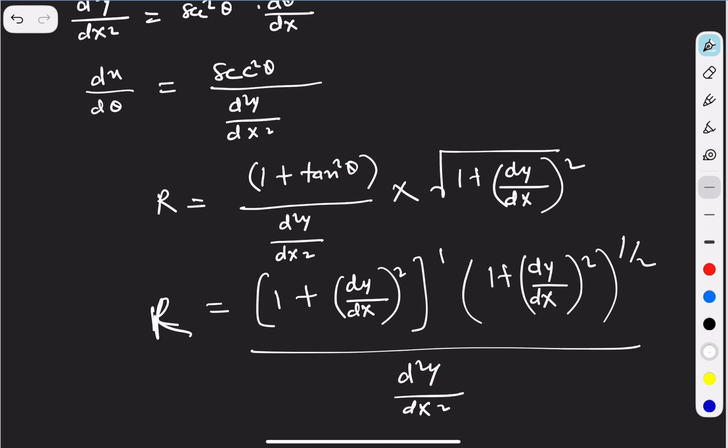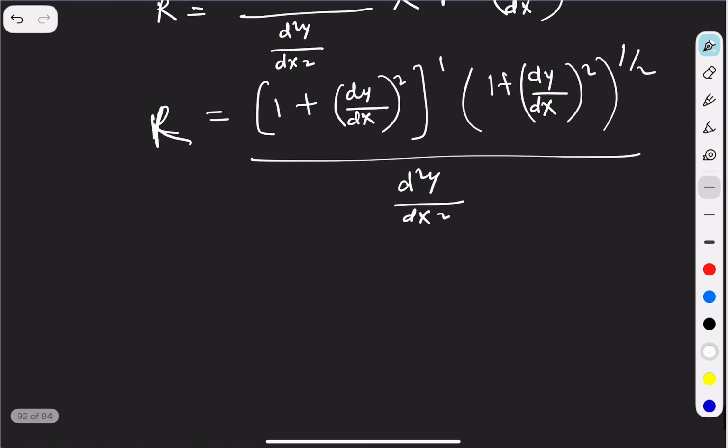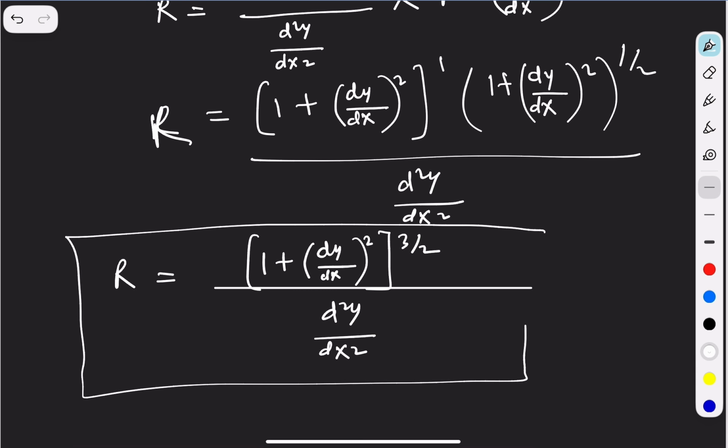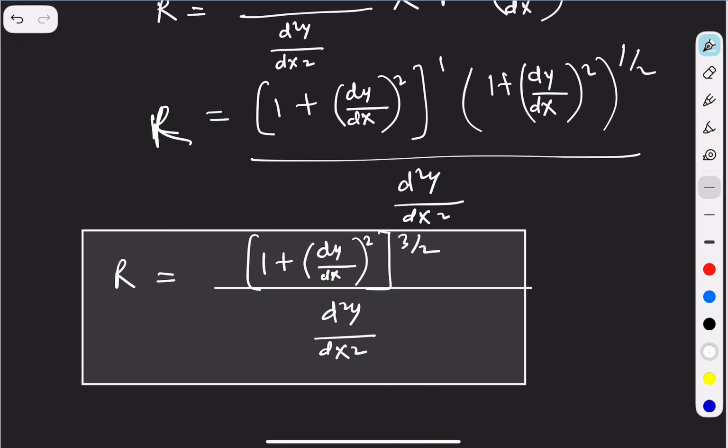So we can write r is equal to 1 plus dy by dx whole square power 3 by 2 divided by d square y by dx square. Okay, so if you see, we have just derived the relationship that we had discussed at the top. So this is the radius of curvature relationship, to find out the radius of curvature for a general curve. I hope this is settled now.